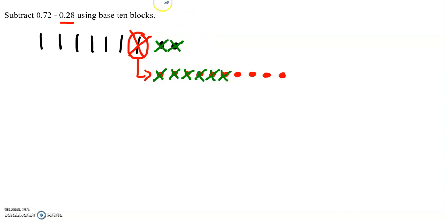Okay. Then I move on to the 2. I have to take away 2 tenths. And remember, tenths are the longs. So I need to take away 2 longs. 1, 2. And now my subtraction is done, and I just got to regroup.